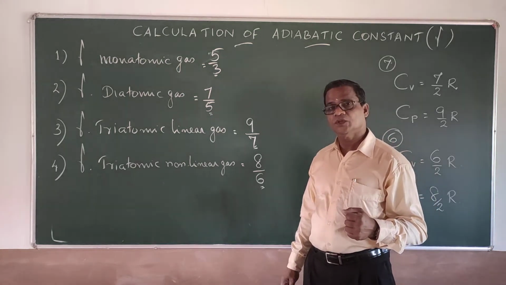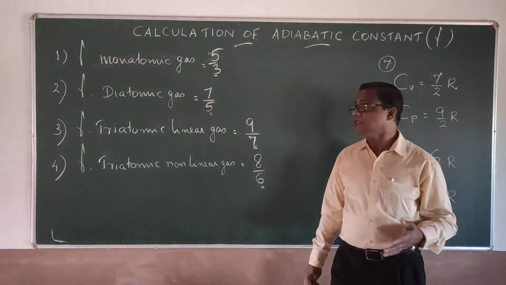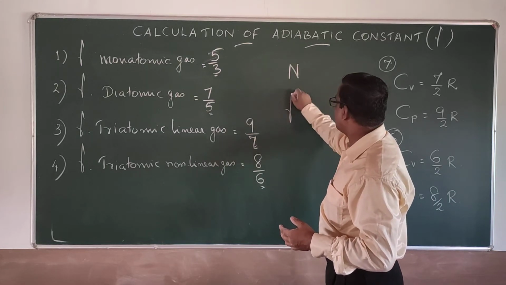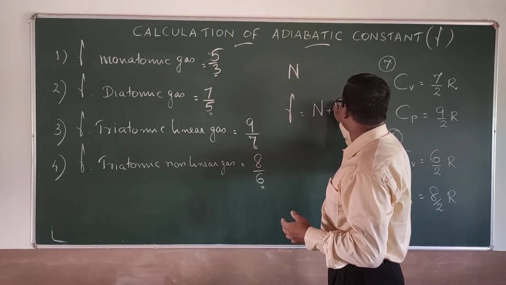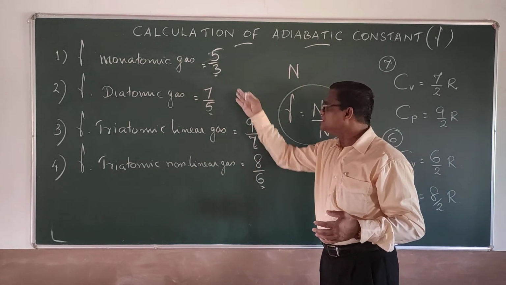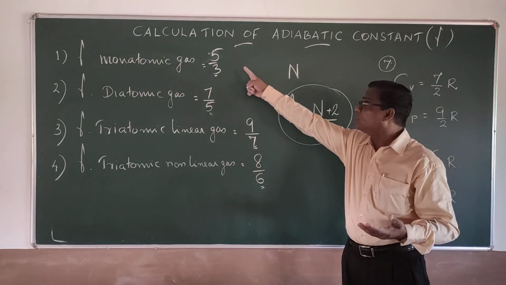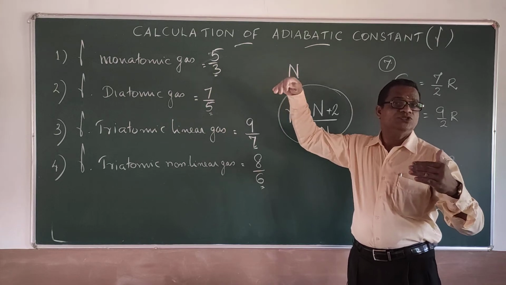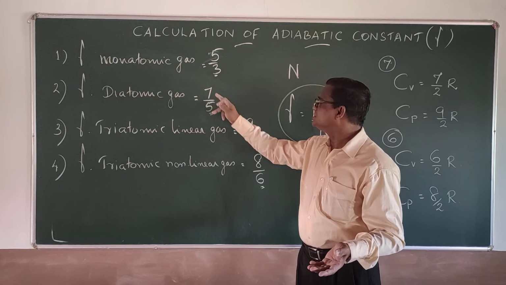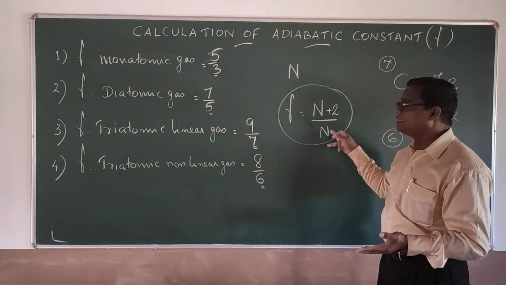Understood? So if I give you a gas with n degrees of freedom, then gamma will be equal to (n plus 2) by n. From this result, you can directly write the result for n degrees of freedom, that the numerator is the denominator plus 2. 3 plus 2, 5; 5 plus 2, 7; 7 plus 2, 9; 6 plus 2, 8. So n, then n plus 2.